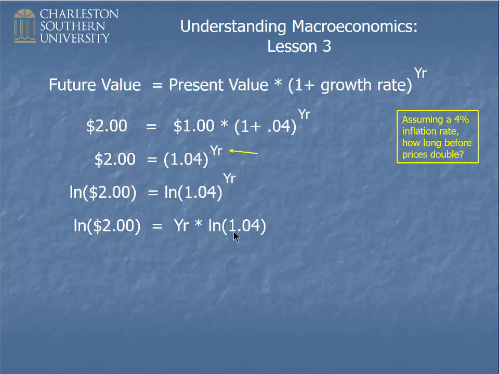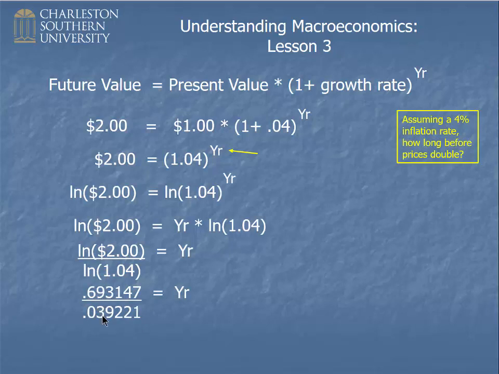Okay? Now, I'm going to divide both sides by the log of 1.04, and I get this ratio. Now this thing looks hard, but actually you can do this in your calculator with 2 keystrokes. You can easily get the log of 2 and divide it by the log of 1.04, which I'm doing here, and now it's just simple algebra.